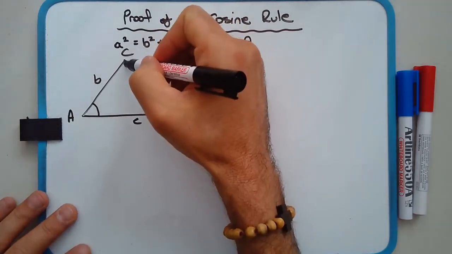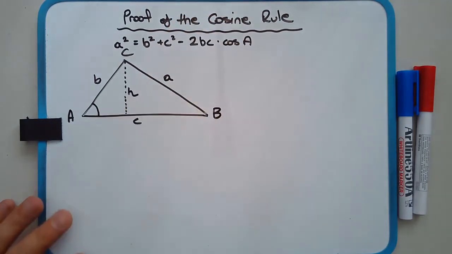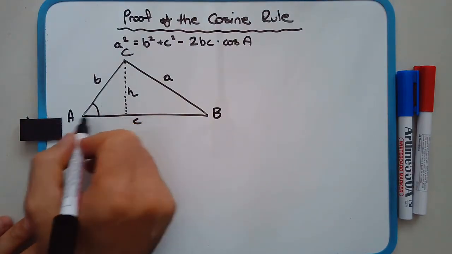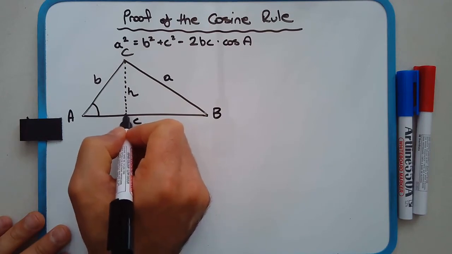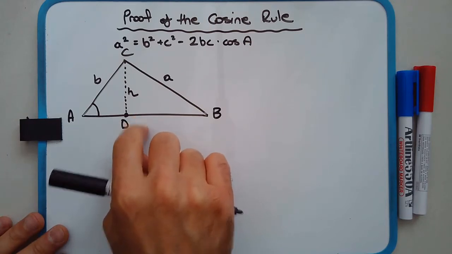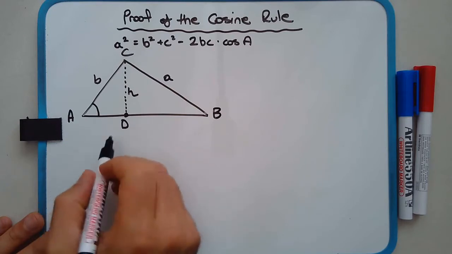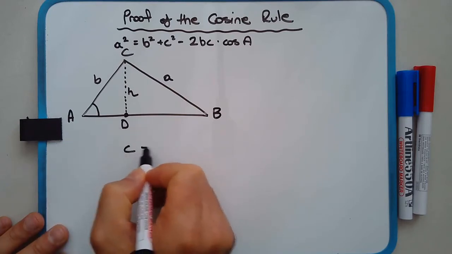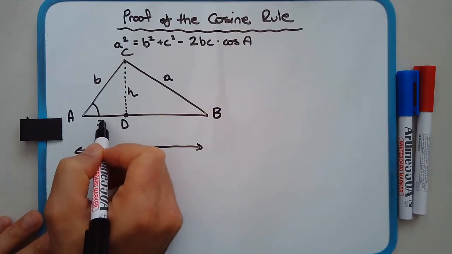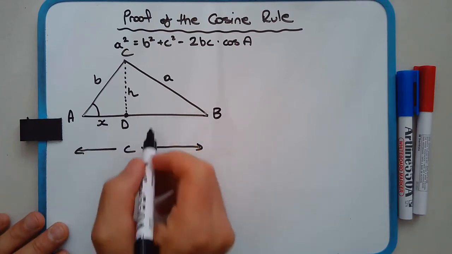And what I'm going to do is draw the height of this side there. And I'm going to name this vertex D. Let's call that D. I'm going to call this length C. Sorry, I just have to change this diagram ever so slightly. Let's call this side X. So AD is side X, and then DB is C minus X.